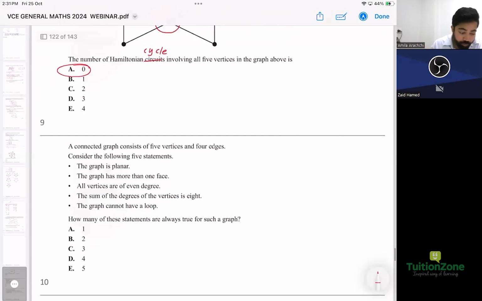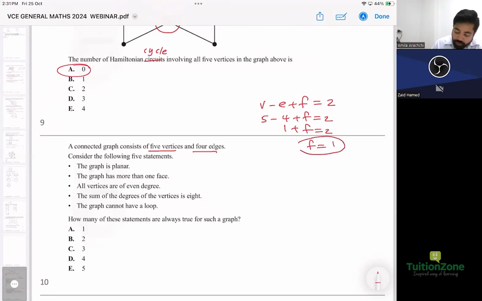I think also you can use the formula V minus E plus F equals 2. As we know the vertices and the edges, you can find the faces. Sub it in. And good to keep it ready. So 5 minus 4 plus F equals 2. So 1 plus F equals 2. F equals 1. See? So we should have one face. So definitely the option saying the graph has more than one face is incorrect. That's gone. Confirmed.